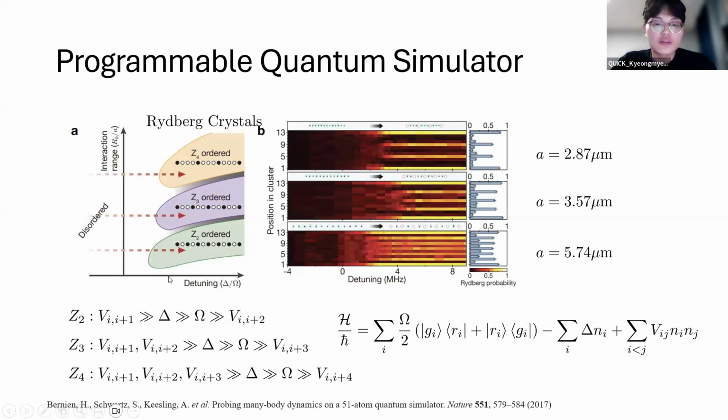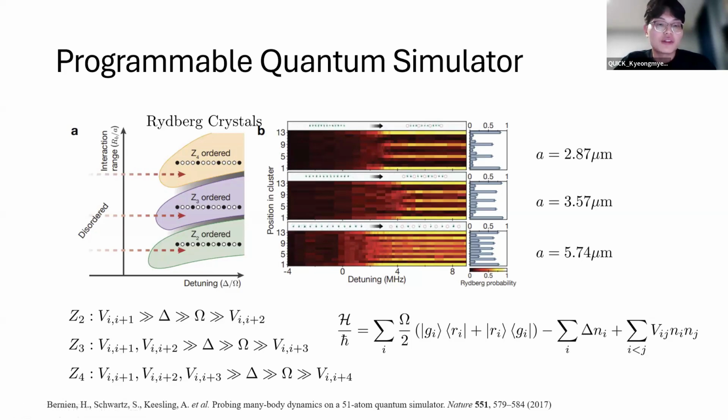However, when you increase this detuning term to a large positive value, the number of Rydberg atoms increases and the interaction between the excited atoms is no longer negligible. So if you look at the Hamiltonian, what this means is that the number operator coefficient delta would outweigh the Rabi frequency in the coupling term. And these interactions generate spatially ordered phases called Rydberg crystals with different spatial symmetries depending on the interaction range.